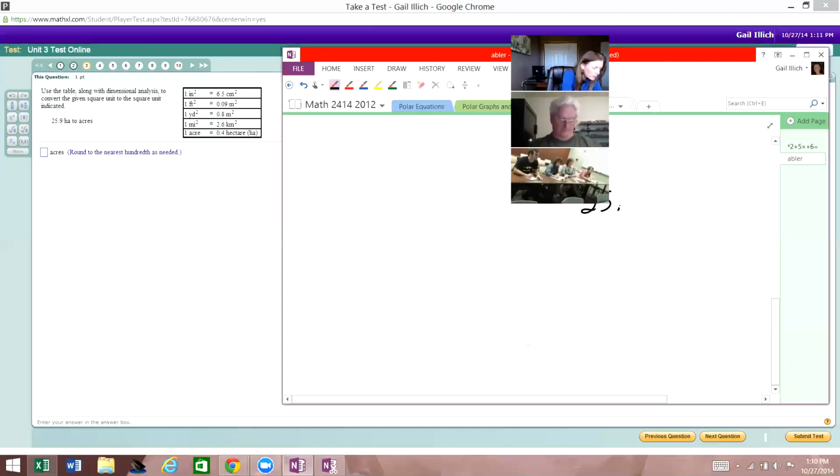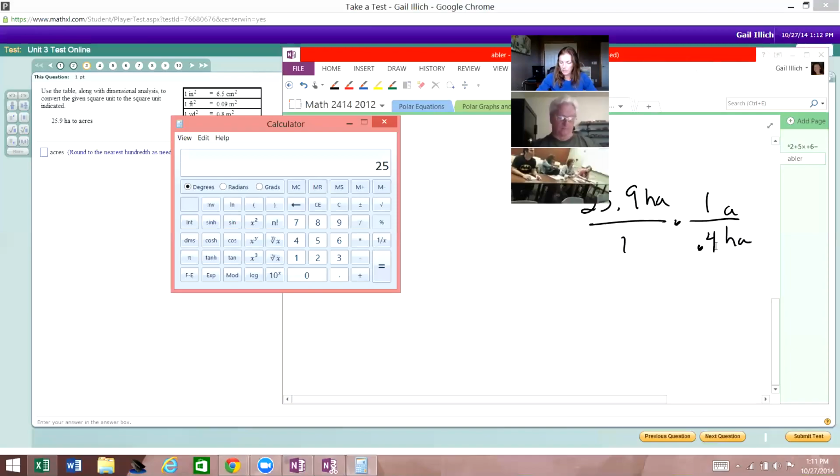25.9 ha. You put that over 1, and you want to get to acres. So acres is going to be on top, and the ha is going to be on bottom. And then you just take the information. You know that 1 acre is 0.4 of the hectares. So all you have to do here is divide 25.9 by 0.4. So go to your calculator and do 25.9 divided by 0.4. So 64.75 rounded to the nearest hundredth.